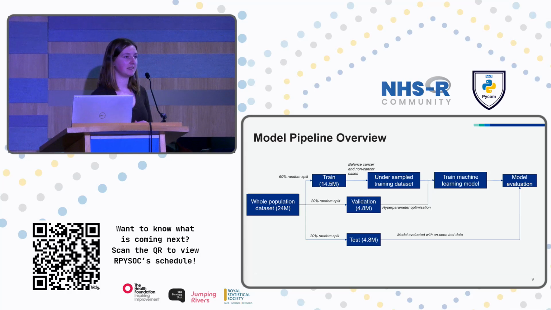We split this data set into a train, test, and validation split. This is a 60%, 20%, and 20% split. And then the next thing we do with our training data is create an undersampled training data set. The reason we do this is we want to balance our cancer and non-cancer cases to ensure that we don't have a class imbalance when we're training our model.